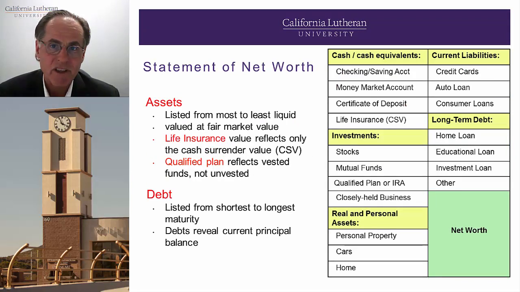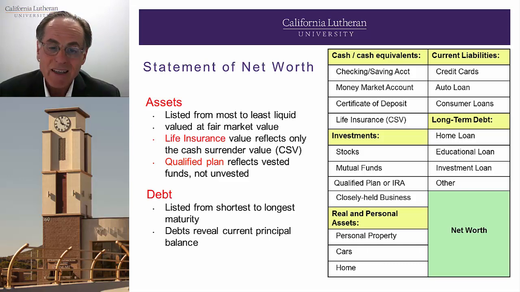Here is a typical statement of net worth. The assets appear on the left and the liabilities and net worth on the right. Typically, assets are listed in three categories: cash and cash equivalents, investments, and real and personal assets. Within those categories, assets are listed in terms of short-term versus long-term liquidity.